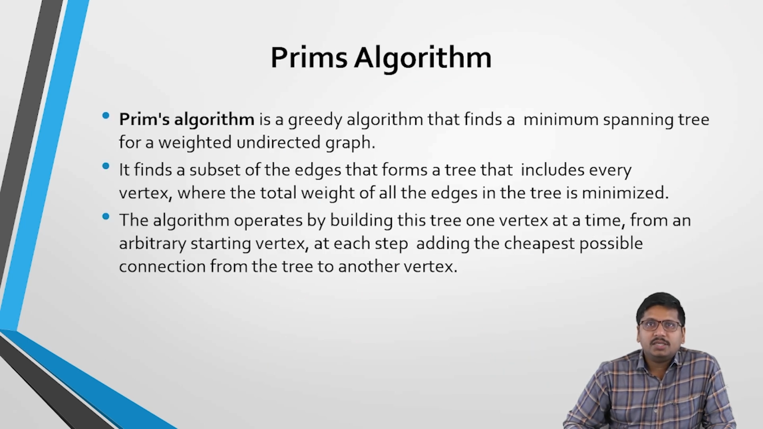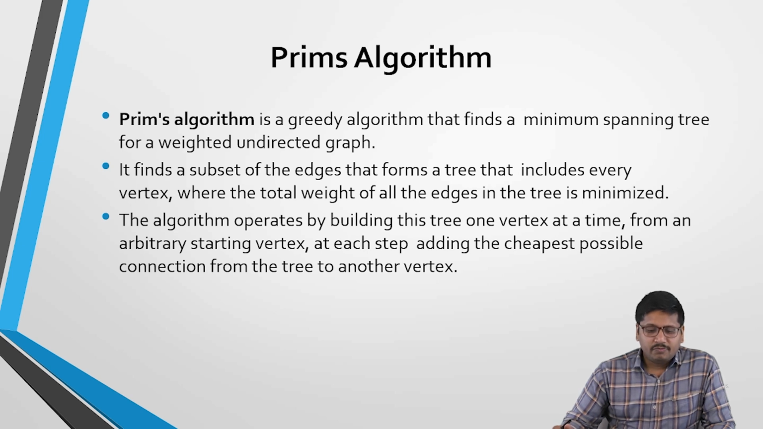So in this, the first one is Prim's algorithm. Prim's algorithm is nothing but a greedy algorithm that finds the minimum spanning tree for a weighted undirected graph. It finds a subset of edges that forms a tree which includes every vertex, and where the total weight of all the edges in the tree is minimized.